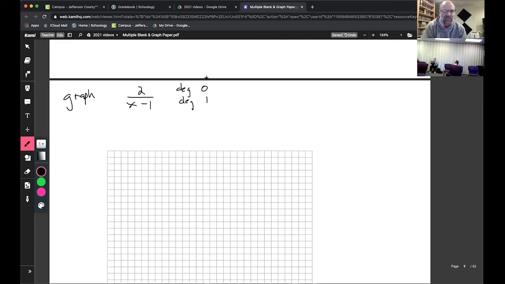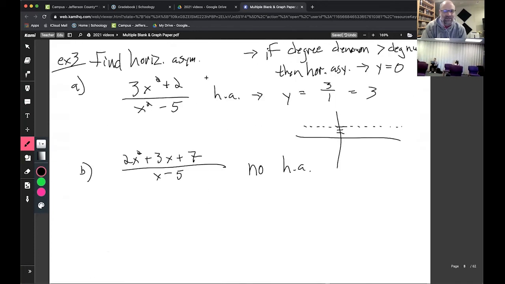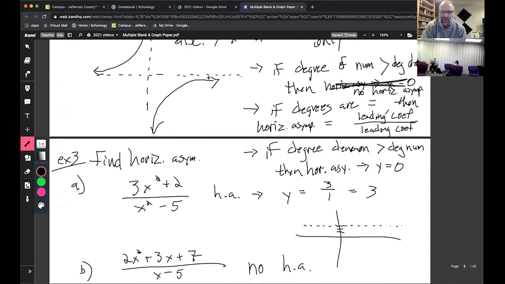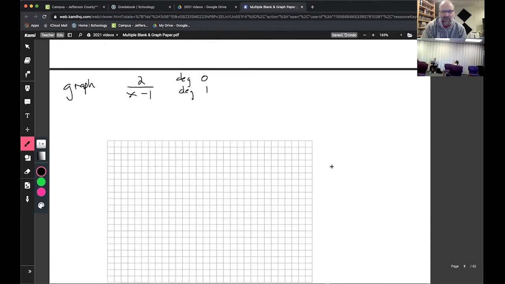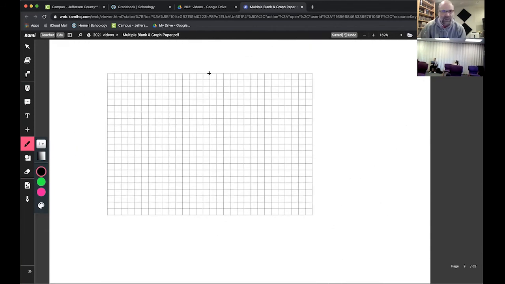So what does that mean when the numerator is less than the denominator? If the numerator degree is less than the denominator degree, then the horizontal asymptote is y equals 0. Okay? So that means at y equals 0, we're going to have an asymptote, and you can put a little dotted line if you want all over the y equals 0. Okay?